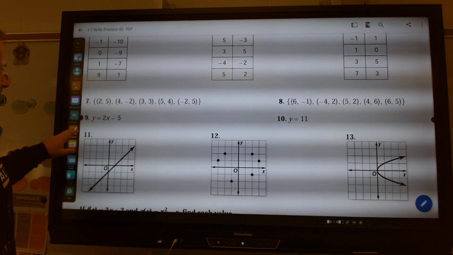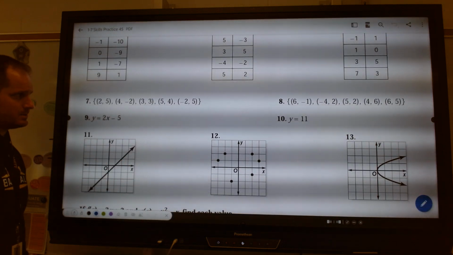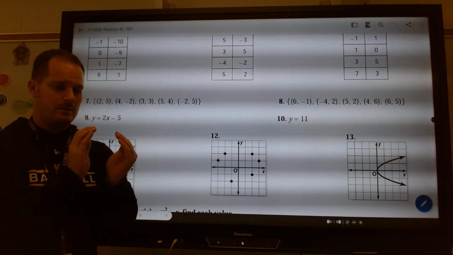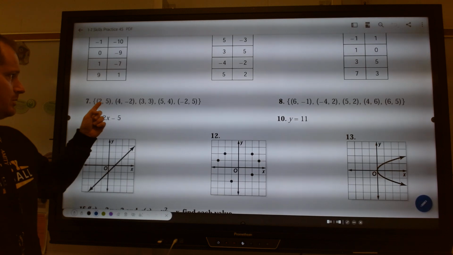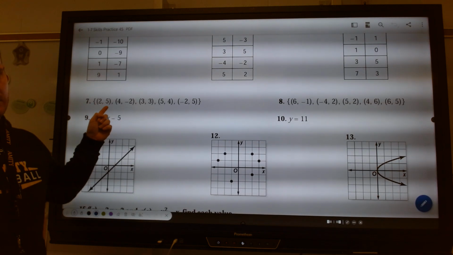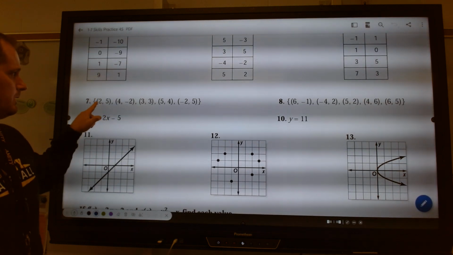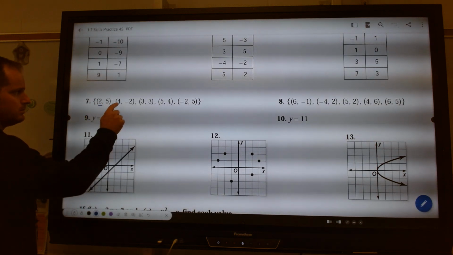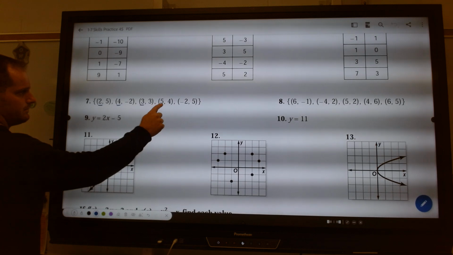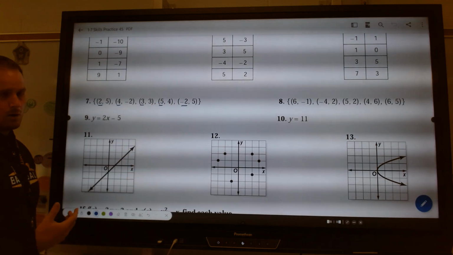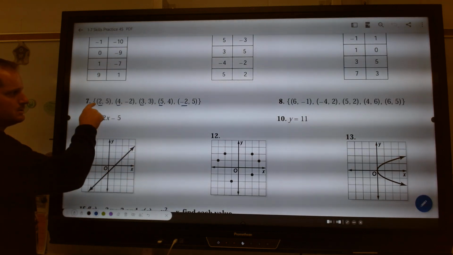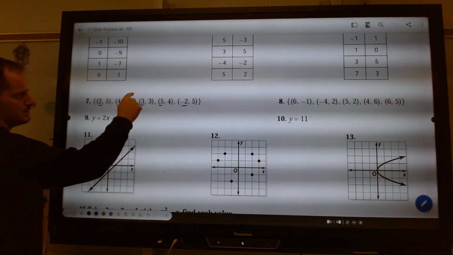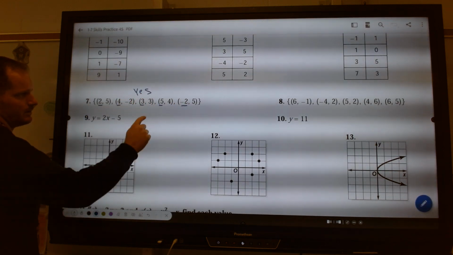For number 7 and 8, you have sets of relationships. These are where you have ordered pairs where each input is mapped to an output. In this example, 2 is with 5, so 2 is our input, 5 is our output. If you notice, all of our x values, you've got 2, 4, 3, 5, and -2. They're all unique. Yes, 2 is with 5 and -2 is with 5, but our inputs are unique, so yes, this is a function.